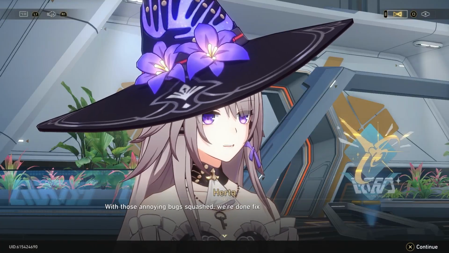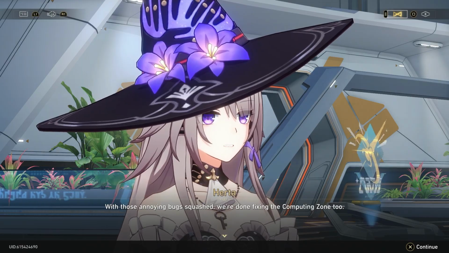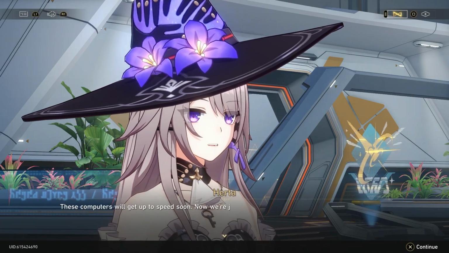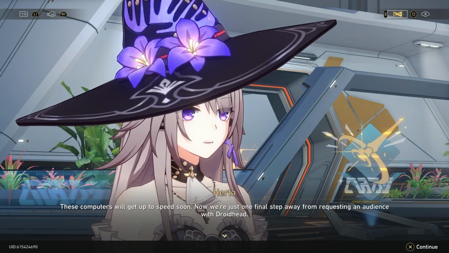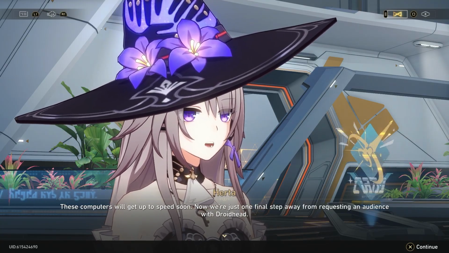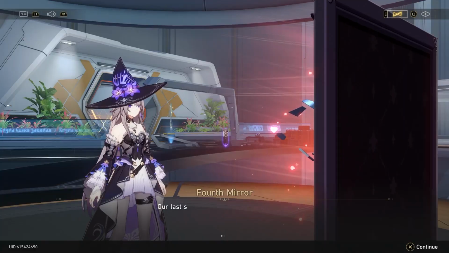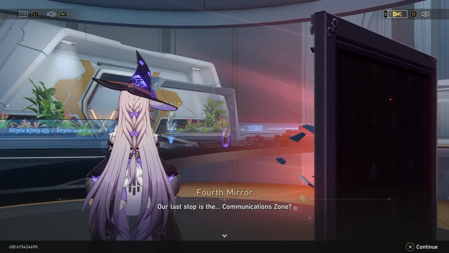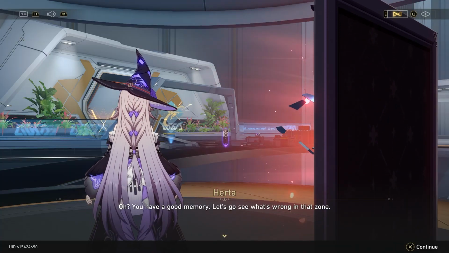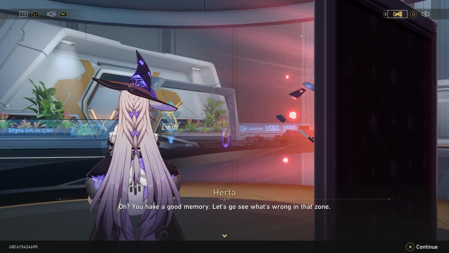With those annoying bugs squashed, we're done fixing the computing zone too. These computers will get up to speed soon. Now we're just one final step away from requesting an audience with Droidhead. Our last stop is the communication zone? Oh? You have a good memory. Let's go see what's wrong in that zone.